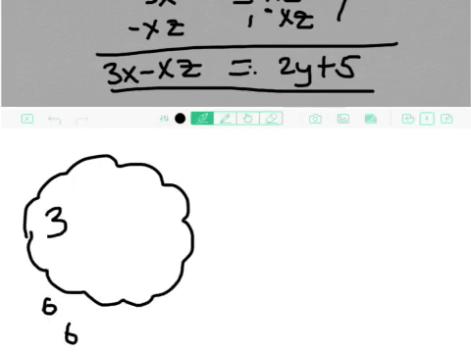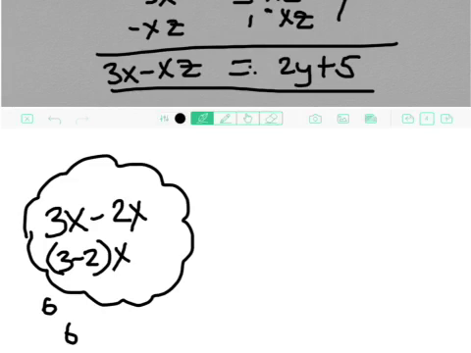If this were something like 3x minus, I don't know, minus 2x, what would we do? We would just go 3 minus 2, right? And then have the x over here. 3 minus 2 is 1. My answer would be 1x, or simply just x.